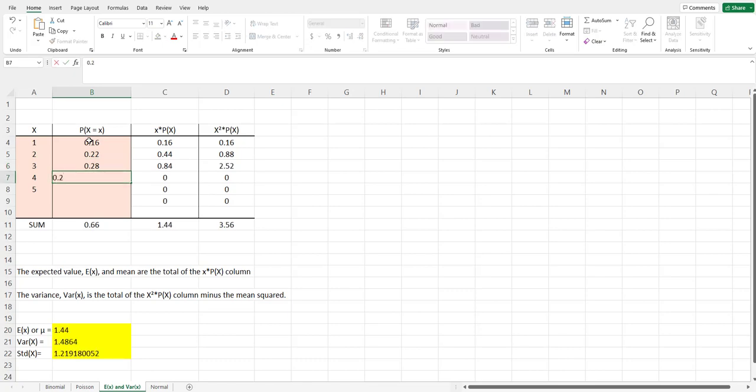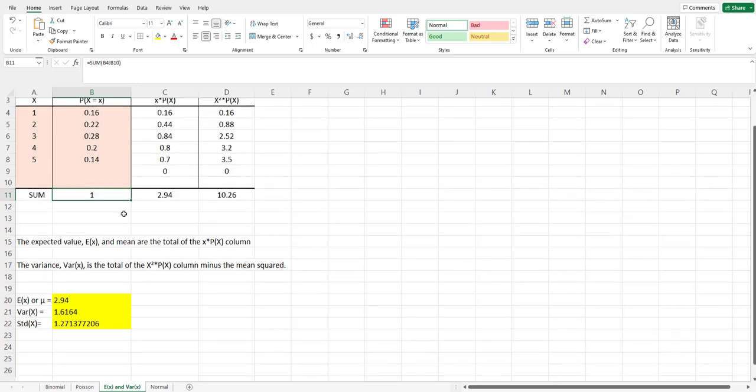And once you start filling this in, numbers on the side over to the right will start to populate. So you'll see all this, and this is just set up so it can calculate the mean and variance and standard deviation for you. As you can see, if you look down here, I have sum and it's equal to 1. So that's a good thing. Our probability is equal to 1. And as you can see, once again, all the probabilities fall between 0 and 1.